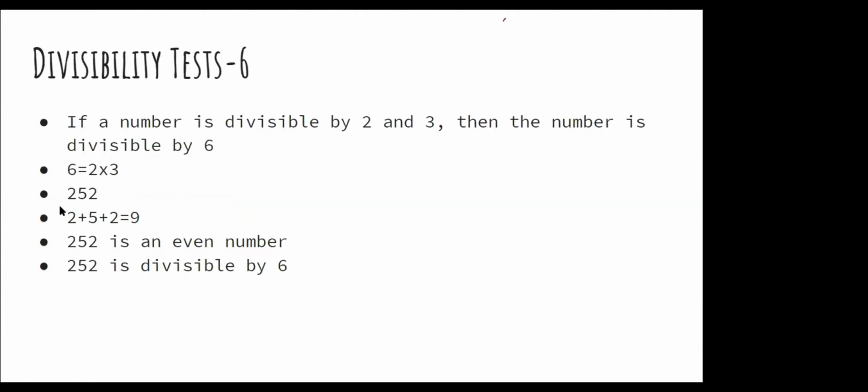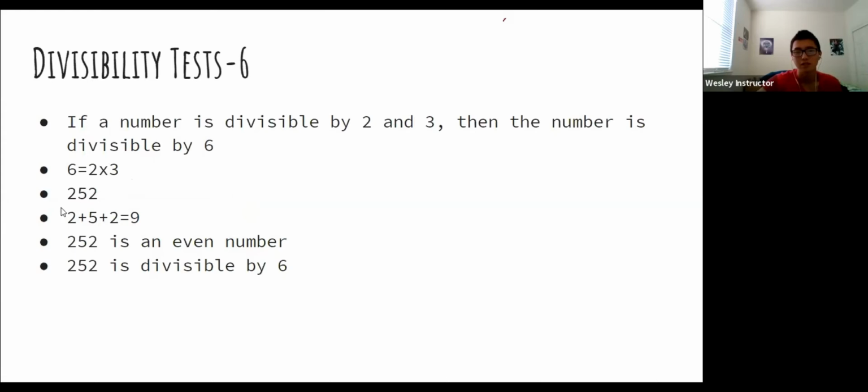So for example, 252. We try this out for 3. 2 plus 5 plus 2 equals 9. But remember, 9 is also a multiple of 3. So 9 divided by 3 is 3. So this number works for the 3 divisibility test. And 252 is an even number. So this number is divisible by 6.